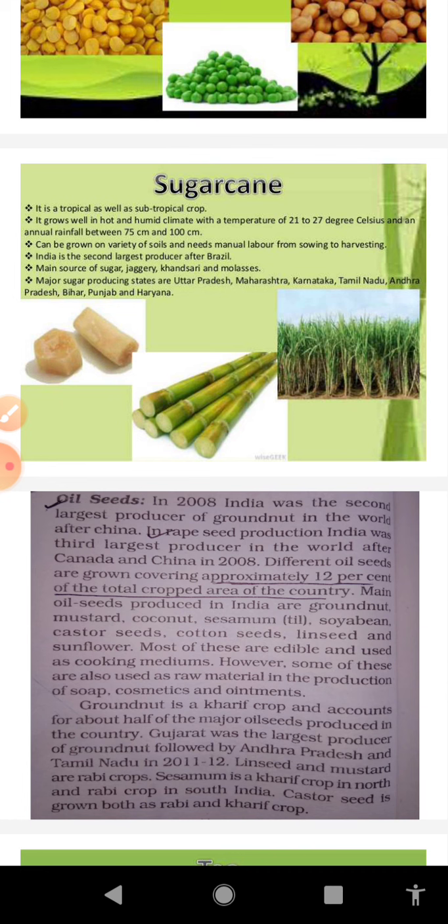Now, areas of production. In the alluvial soil area, Uttar Pradesh is the largest producer of sugarcane, and the other states are Bihar, Punjab, and Haryana. And in the peninsular part of India, major producers are Maharashtra, Karnataka, Tamil Nadu, and Andhra Pradesh.